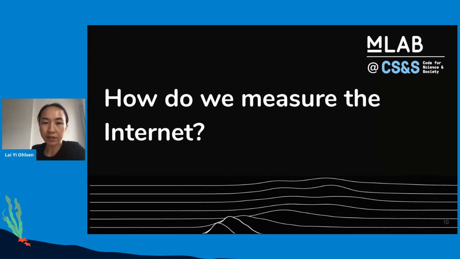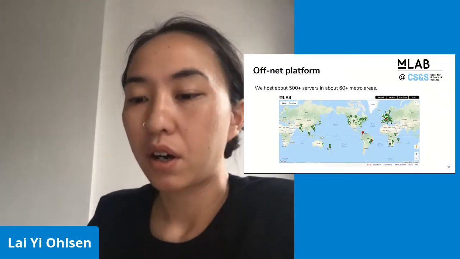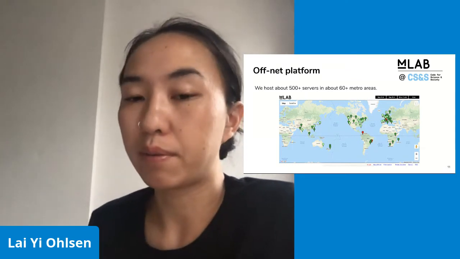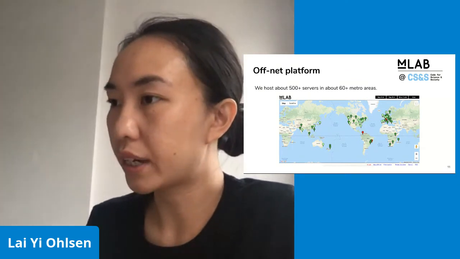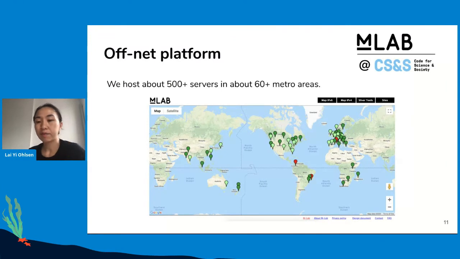Going into, again, fast forwarding 12 years from the problems that we were trying to solve, what does that mean for how we measure the internet? If you'll remember that first problem outlined at the beginning, the lack of widely deployed servers with ample connectivity, fast forward 12 years, we now have 500 plus servers in 60 plus metro areas. This was a screenshot I took this morning that represents where our infrastructure is globally. All of these servers are placed in what we call off-net servers, meaning in tier one data centers where content is hosted and that are outside of access providers.